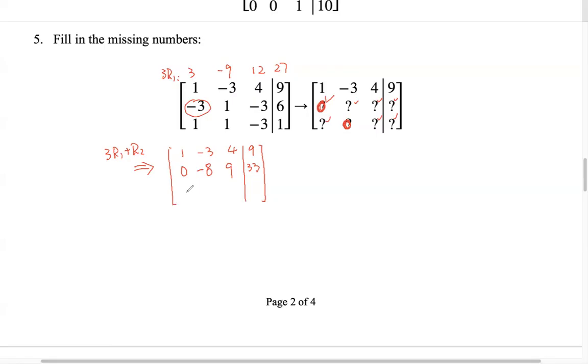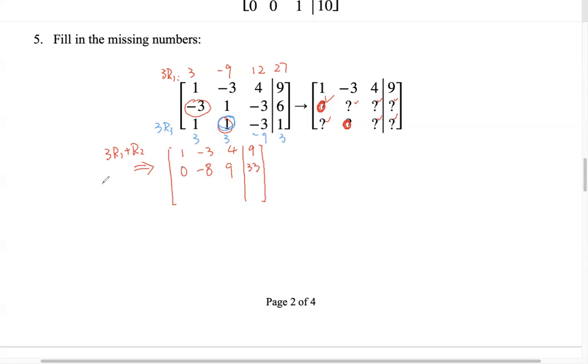And then maybe we can do the same. We want to change this one to be 0, right? This is our second goal. Let me use blue color. So how do we change this one to be 0? Well, we could use R3. So we could build 3R3, right? Then we add R1. So then this will be 3, this will be 3, this will be -9, this will be 3.